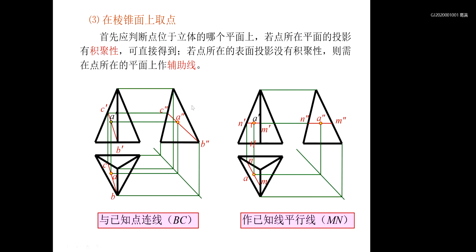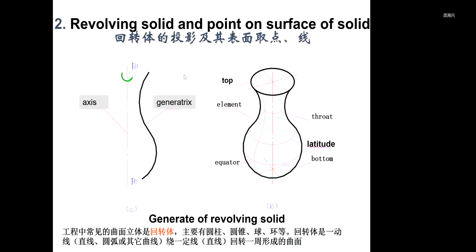To talk about the planar solid. Then we talk about the revolving solid and the point on the surface and the line on the surface. Revolving, just like we can get this shape. This is the axis. This is the generatrix. Then you use the generatrix and turn it around. You get a closed solid, filled with material.